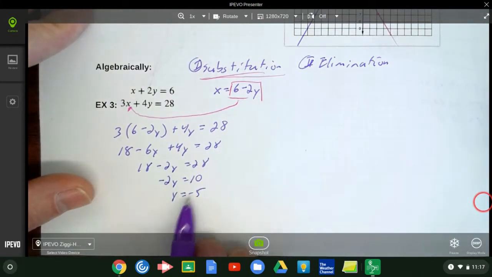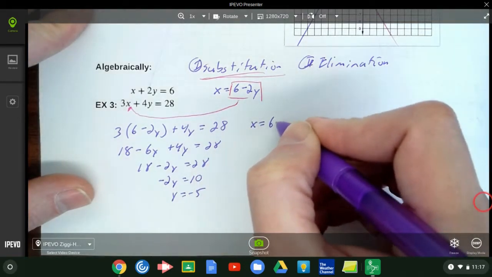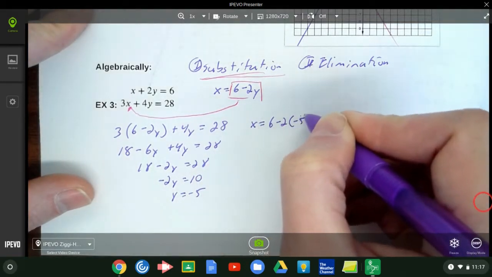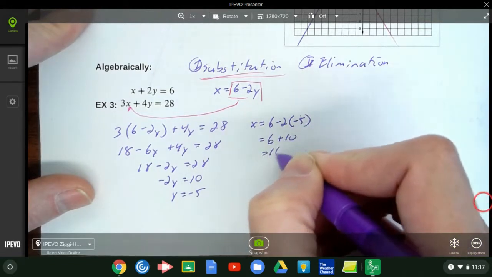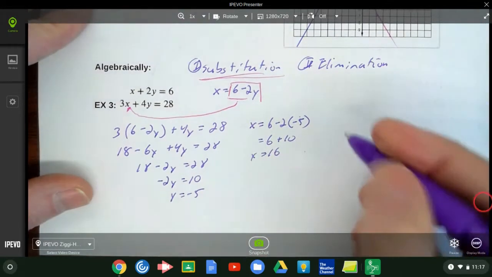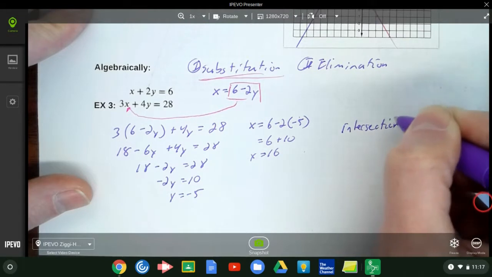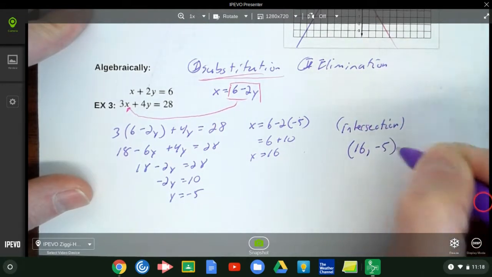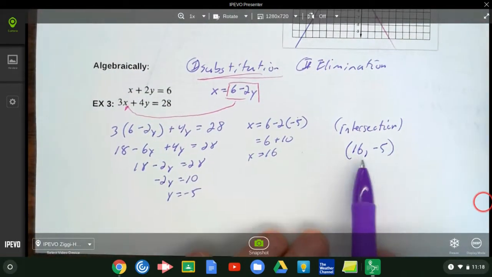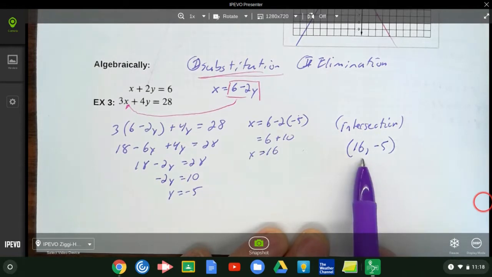Once we have that, I can go back up to here and get my x. X equals 6 minus 2 times the negative 5. So that's 6 plus 10, so 16. So my point of intersection is the point 16, negative 5. The other reason that we like the algebraic method, I can't even put that on those graphs that we had above. It's too far off the graph. So that's something we might want to look into.